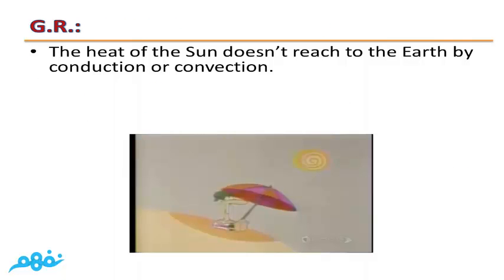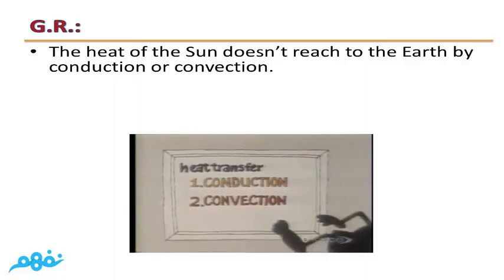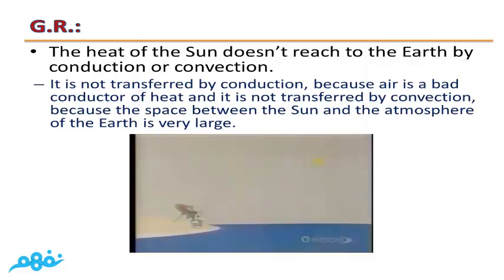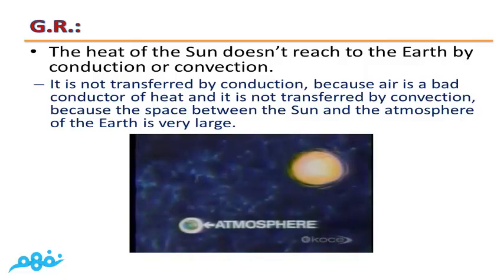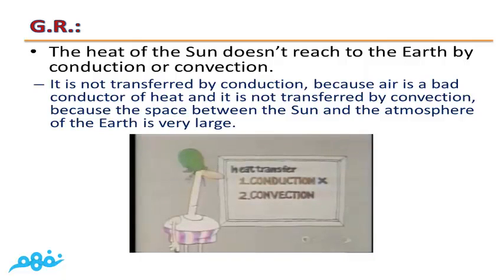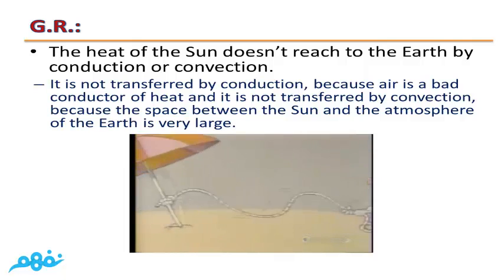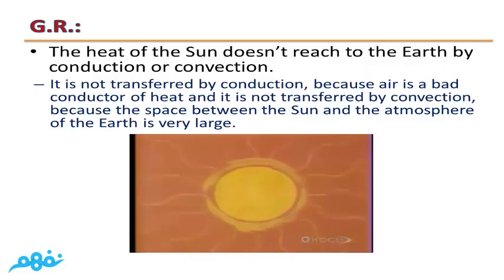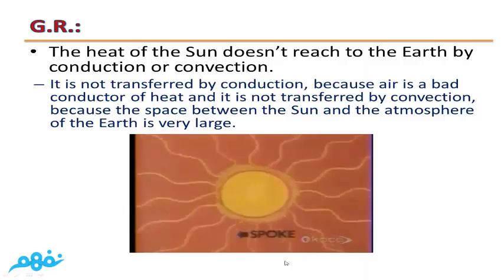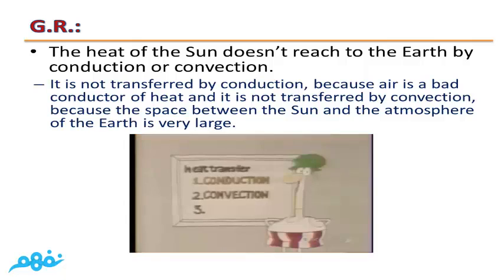Give reason why the heat of the sun doesn't reach the earth by conduction or convection. It is not transferred by conduction because air is a bad conductor of heat. And it is not transferred by convection because the space between the sun and the atmosphere of the earth is very large. But it is transferred to us by radiation. As you can see from this video, heat is delivered to earth from the sun in the form of waves. So there is a third method for transferring heat, which is by radiation.